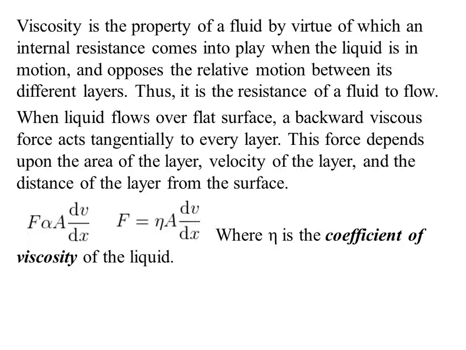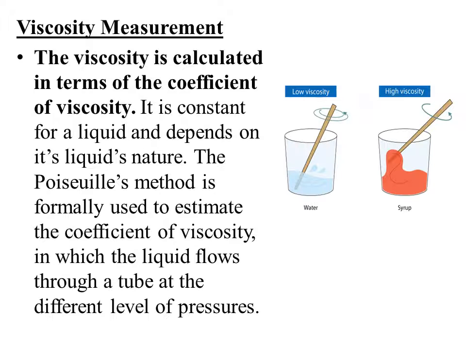So you all know the formula. F is directly proportional to A into dV by dx, where A is the area of the layer, V is the velocity, and x is the distance of the layer from the surface. So F is equal to eta into A into dV by dx, where eta is the coefficient of viscosity of the liquid. Thus, the resistive force F is given by eta A dV by dx. We can cross multiply and write the equation for eta.